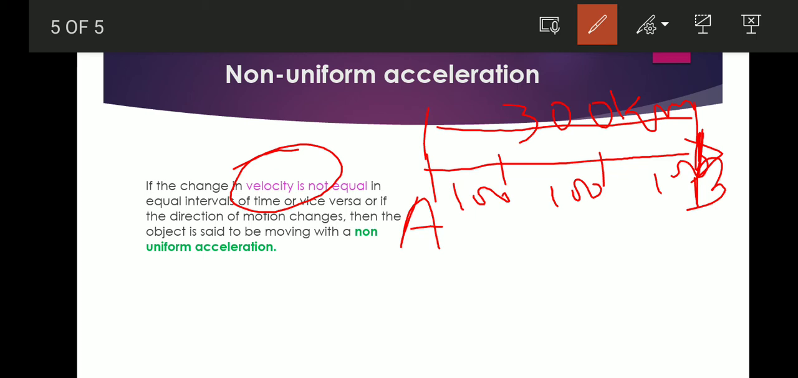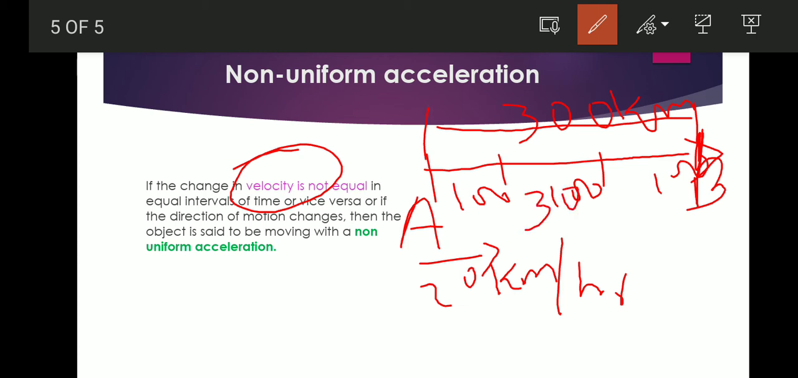Initially you traveled with a velocity of 20 kilometers per hour. This is your velocity. Then the next time you traveled with a velocity of 30 kilometers per hour, and then here 40 kilometers per hour. What is changing here? Your velocity is changing.